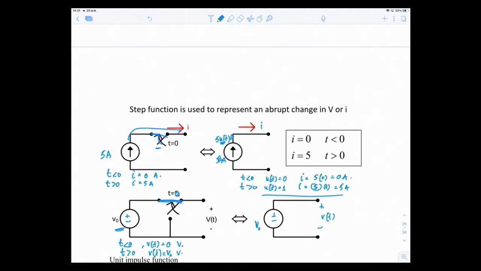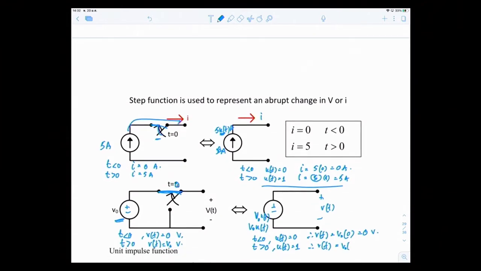If this is V out equals V naught U of t, then at t less than 0, U of t is equal to 0, right? So therefore, V of t is equal to V naught times 0, equal to 0 volts. At t greater than 0, your unit step is equal to 1. So therefore, your V of t is equal to V naught times 1, equal to V naught volts. So again here, the unit step represents this switch. Okay, so you see my point.